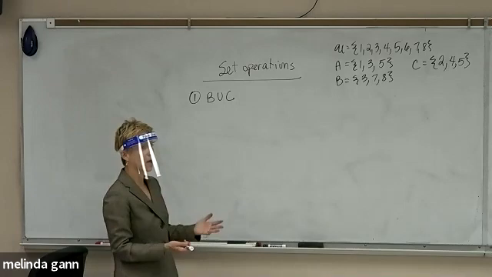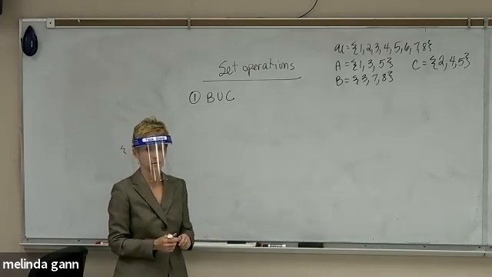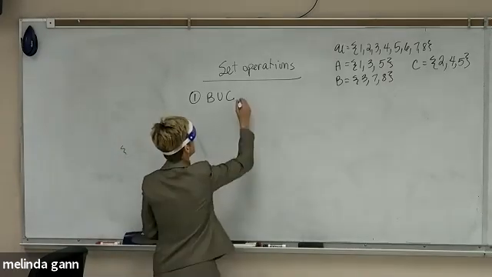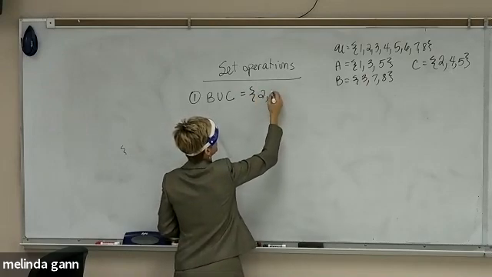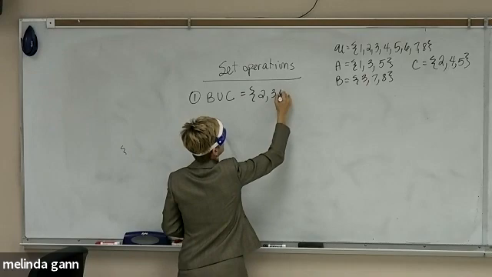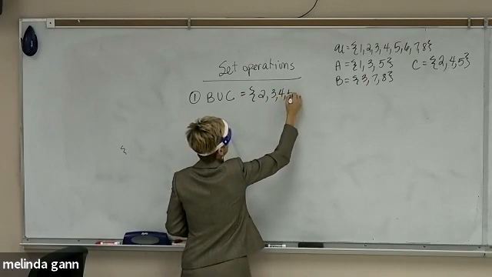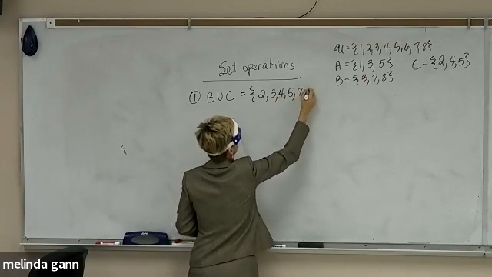Now, is union all of it or what they have in common? All of it. So what should be in my set? B union C. 2, what else? 3, what else? 4, 5, what? 7 and 8.